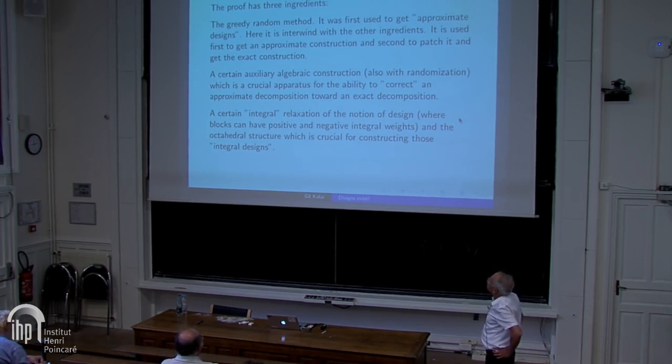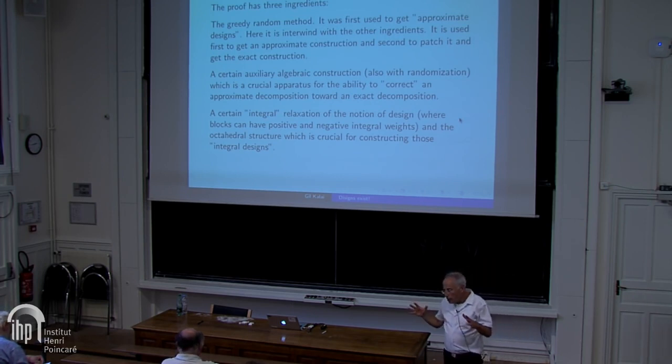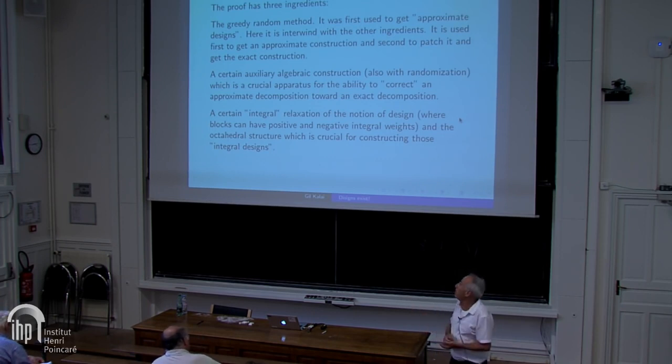Then another ingredient of the proof is a certain auxiliary algebraic construction, also one that involves some randomization, which is sort of a crucial apparatus for the ability to correct an approximate decomposition toward an exact decomposition. So you build something approximate, and then you need some tool, some structure to correct it. And for that, Keevash described a certain algebraic construction that I will mention, at least in a special case, what it is.